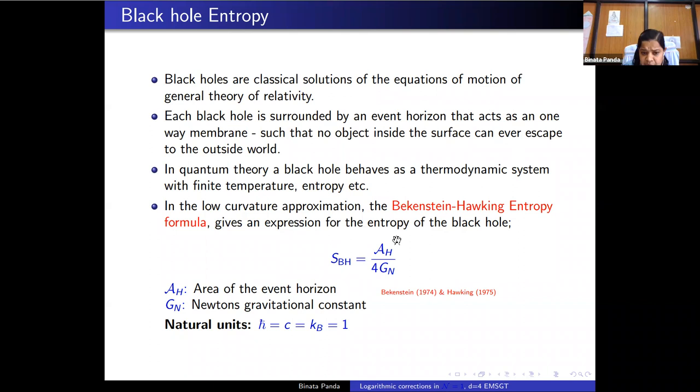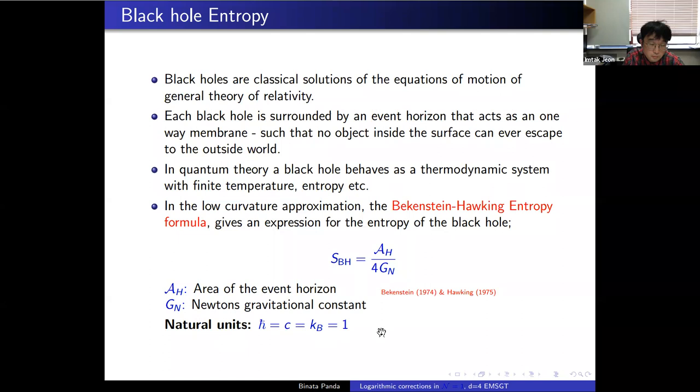G_N is Newton's gravitational constant, and there will be constants like h-bar, c and the Boltzmann constant here and there, and we basically express it in natural units, so we have taken all of them to one.